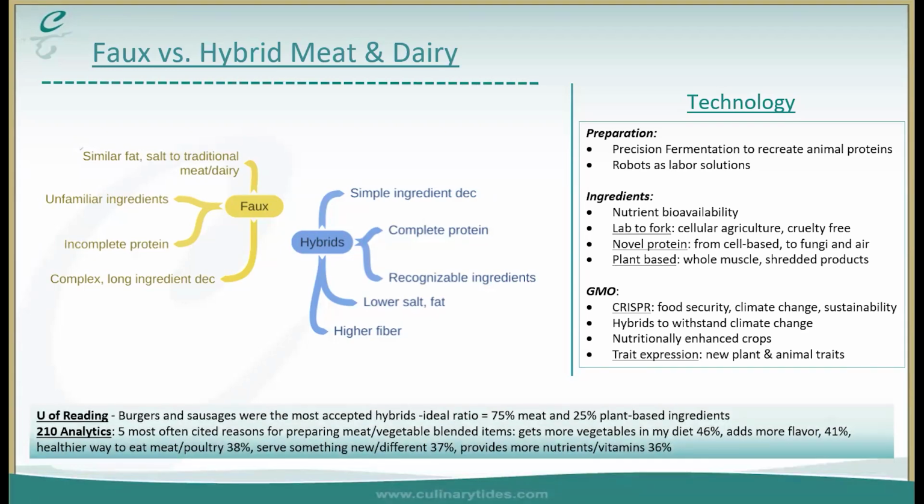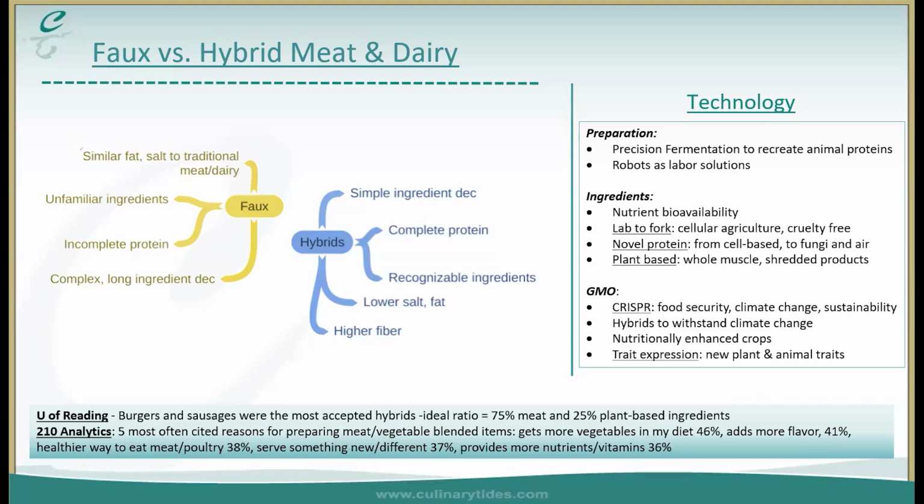University of Reading is the first to come out with the research showing that if you're going to look at hybrid meats, hybrid products, the ideal ratio, let's say in a burger or sausage, is 75% meat, 25% plant-based. But again, not faux. You're looking at actual simple plant-based items.